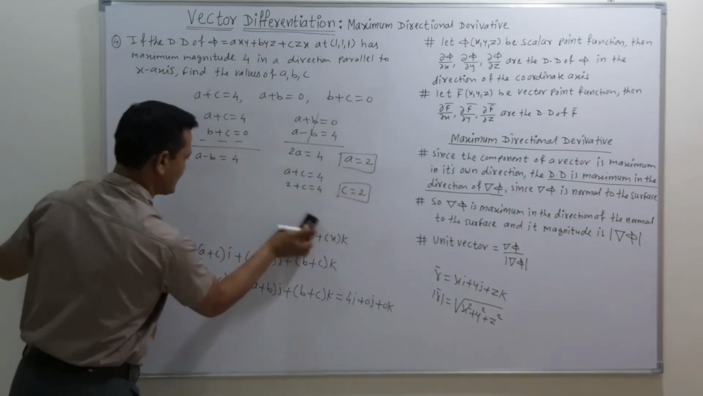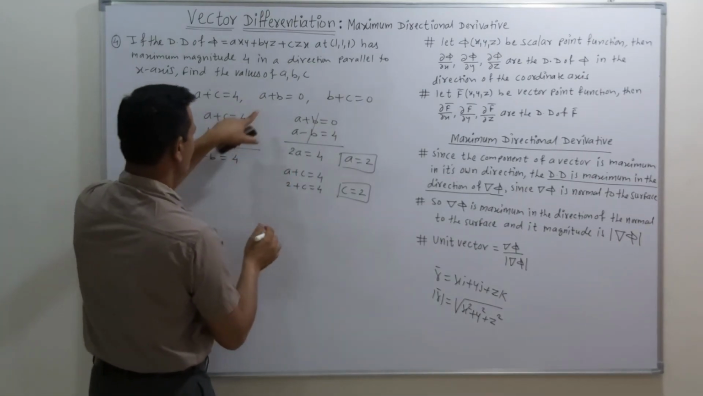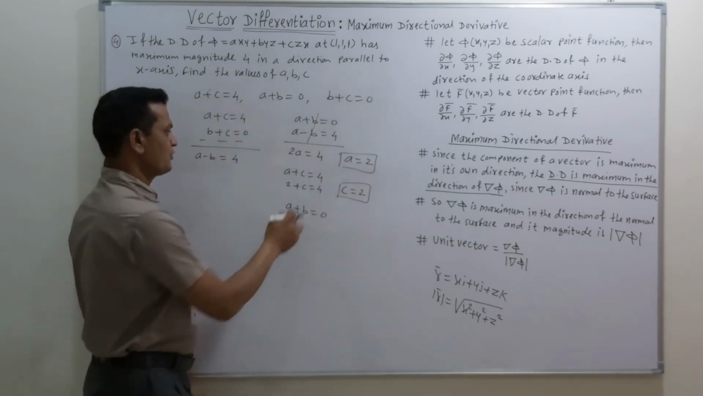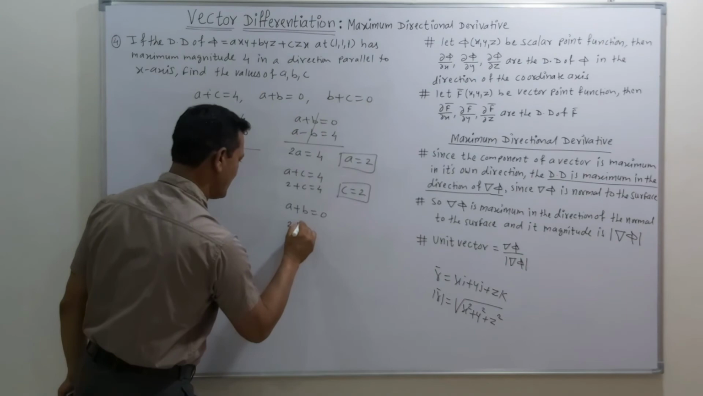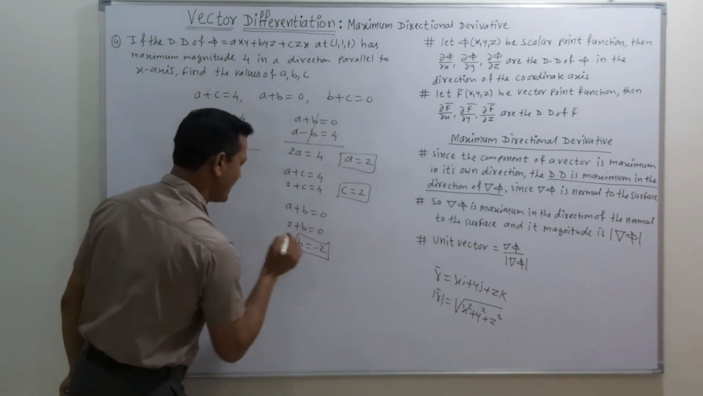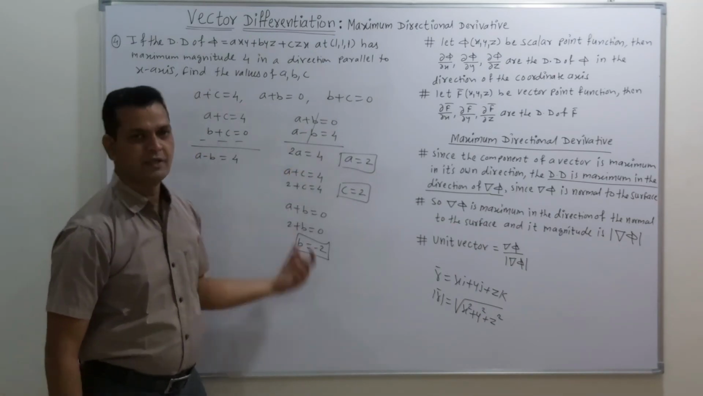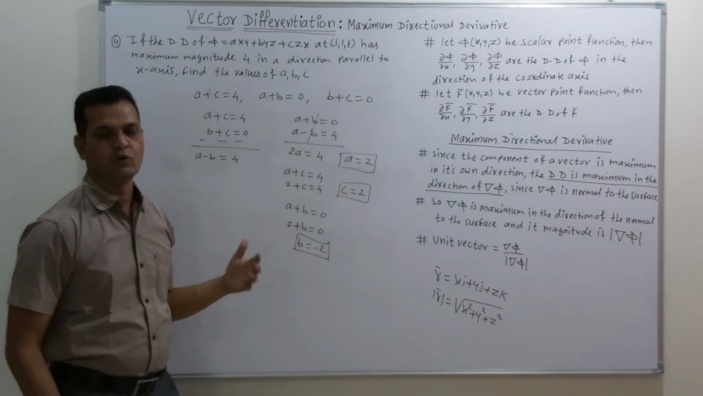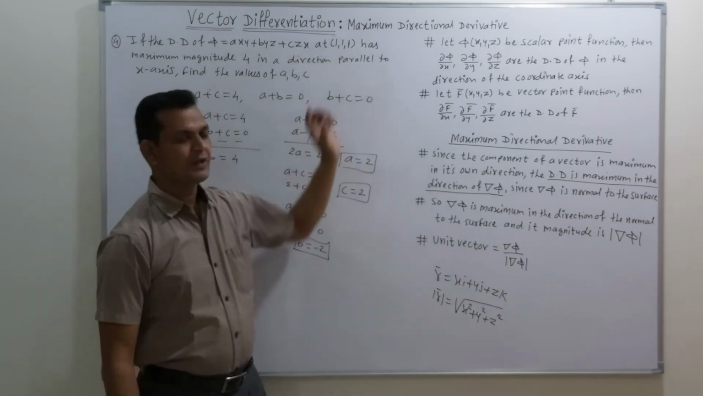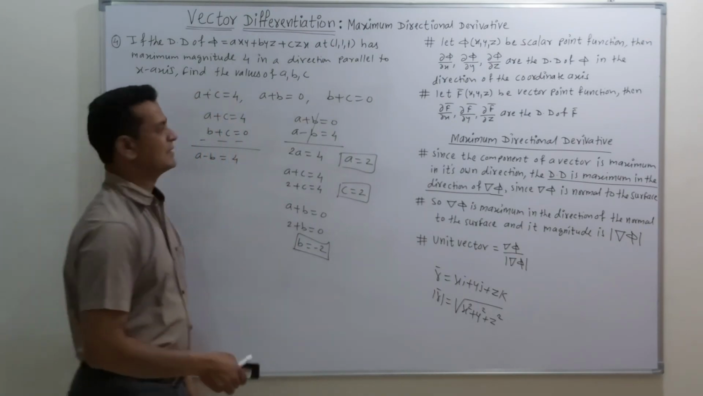Now our last value is b. Let's find the value of b. The equation is a plus b is equal to 0. The value of a is 2, so 2 plus b is equal to 0. This indicates that b is equal to minus 2. In this way, we can easily find the values of constants a, b and c for the maximum directional derivative. So friends, here we solved 4 important examples related to the maximum directional derivative. Now let's take some examples for your practice.